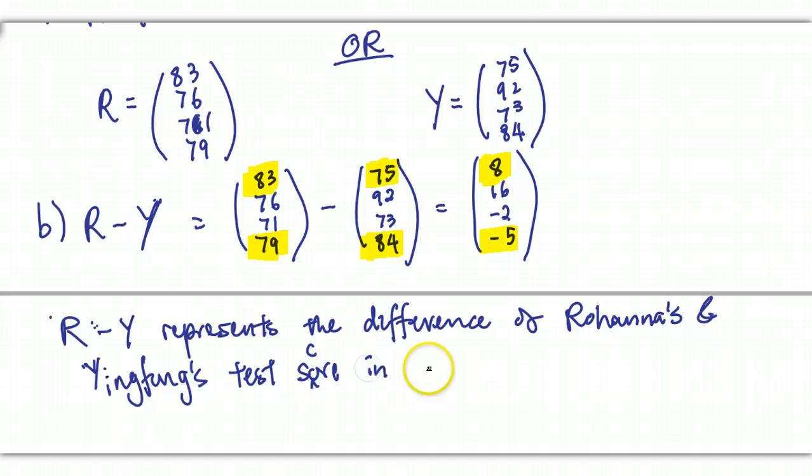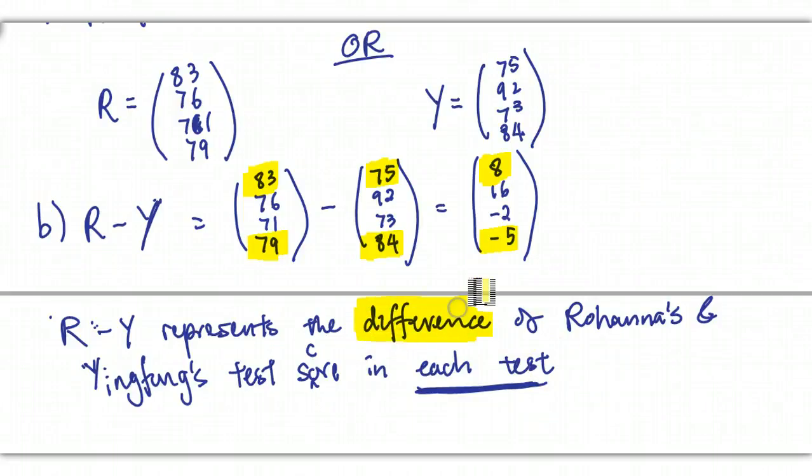in each test. The keyword "each test" is very important because there are 4 elements and each element represents one test. The other keyword in the answer is that this represents the difference. I hope that you get a sense of the kind of questions that can come up from matrices involving addition and subtraction. If you have finished this lesson, you can go on now to try your homework questions.